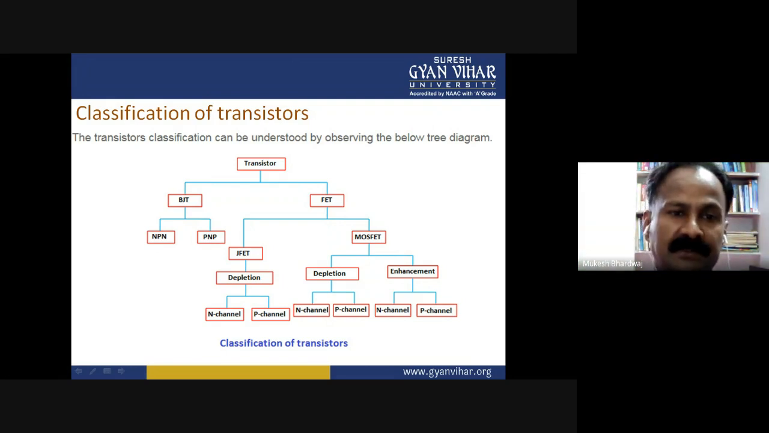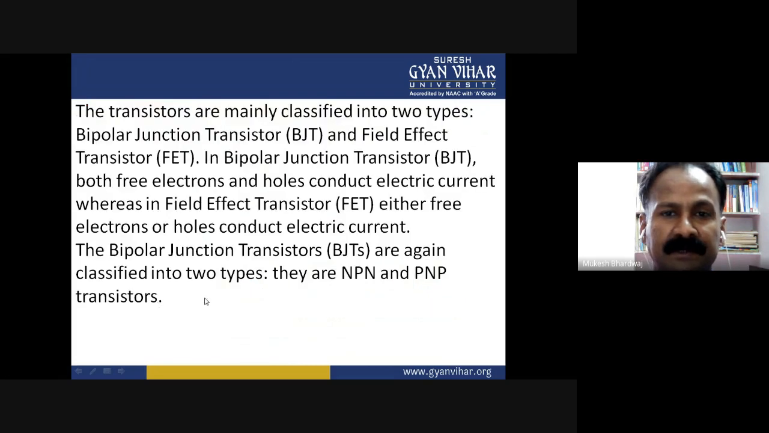This is the classification of transistors, and now we are going to study each classification in detail. So the transistors are mainly classified into two types: bipolar junction transistor (BJT) and field effect transistor (FET). In a bipolar junction transistor, both free electrons and holes conduct electric current, whereas in a field effect transistor, either free electrons or holes conduct electric current. The bipolar junction transistors are again classified into two types. They are NPN and PNP type transistors.